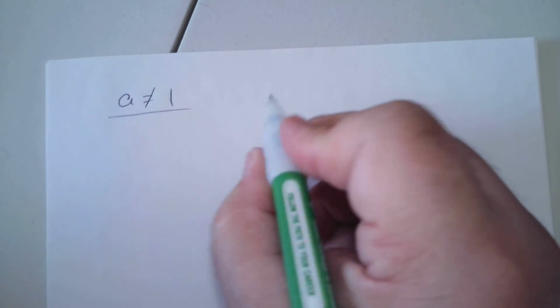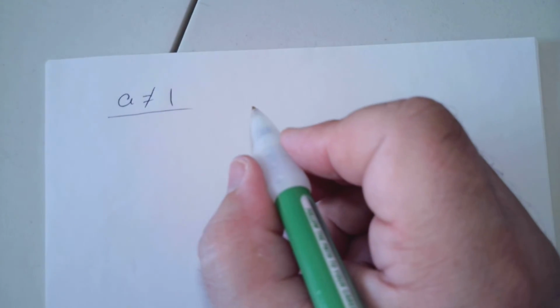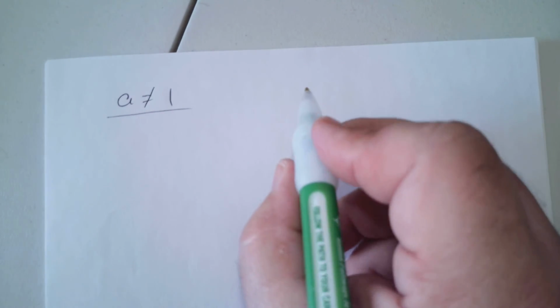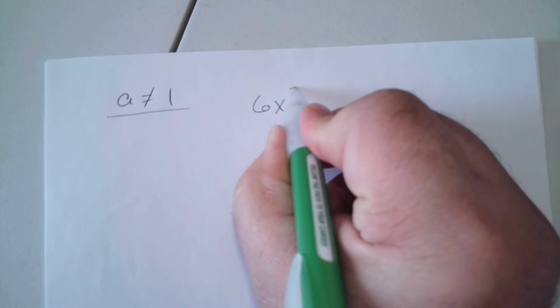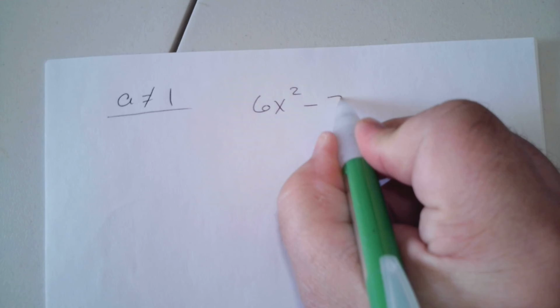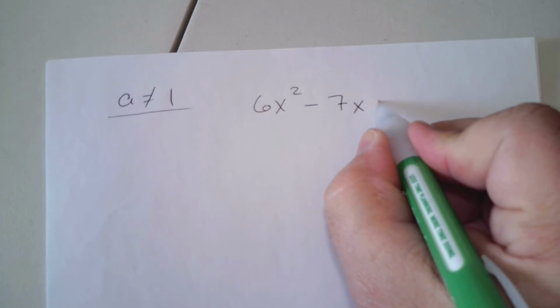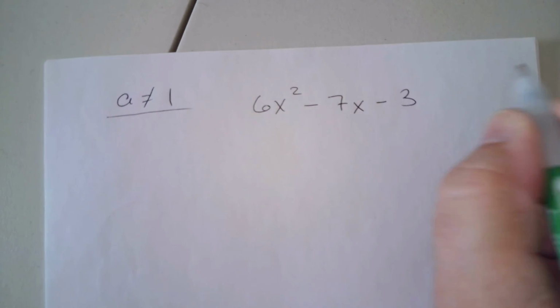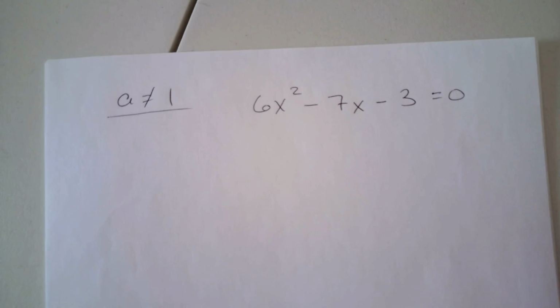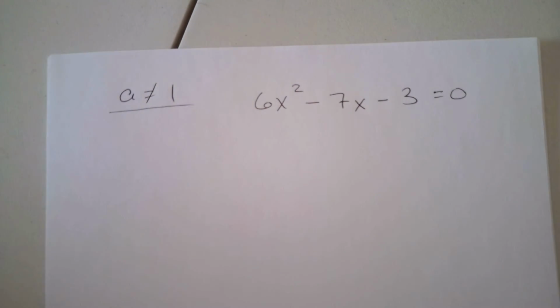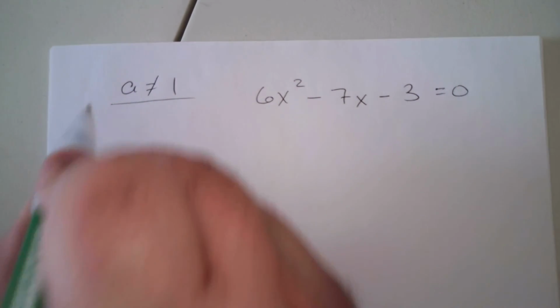Right, now let's look at when a does not equal 1. So for example, let's say we had this one, 6x squared minus 7x minus 3. So again, it has to be equal to 0. Has to be in standard form.